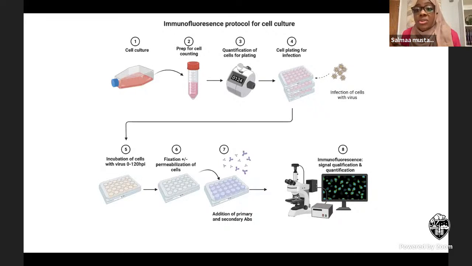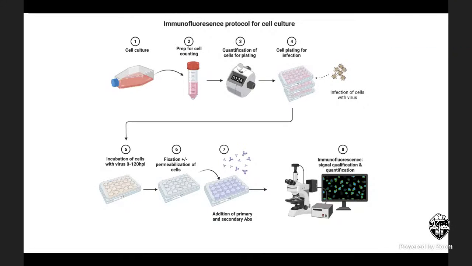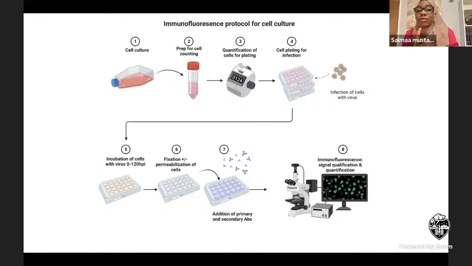BHK grows really fast. So it's like 48 hours, 72. When they don't have more room to grow, they will die, not because of the virus, just because they don't have enough nutrients and room to grow. So that's about cell numbers.